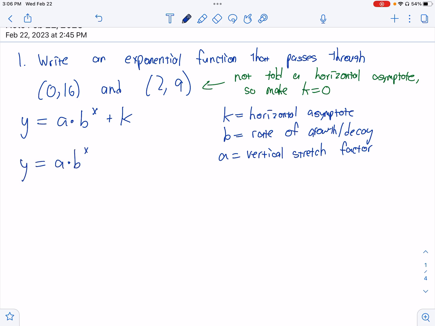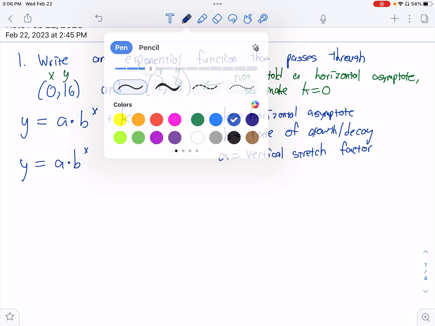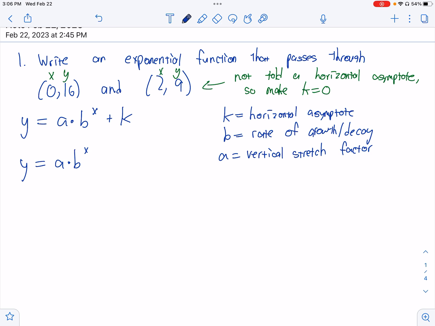x. Now, the reason they give us 2 points to do this is that each of these points is an x and a y, right? So this tells me that if x is 0, then y is 16. So 16 equals a times b to the 0. And it also tells me that when x is 2, y is 9. So 9 equals a times b to the second power. So because I have two equations and two unknown variables, I can solve for both variables.